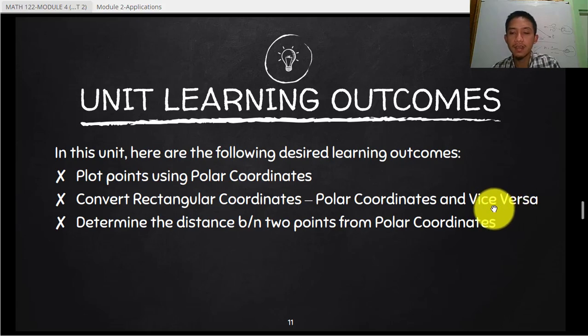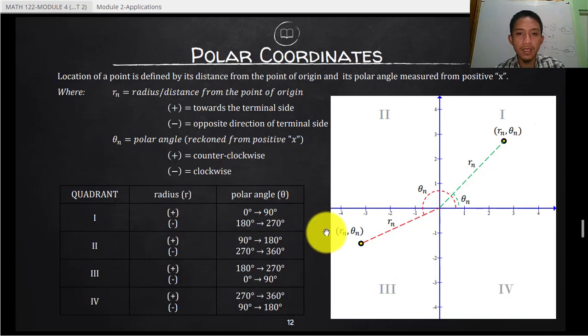If you say vice versa, baliktaran, or the other way. So if you have a rectangular coordinate, you can actually convert that one into a polar. Or if you have a polar, you can actually convert that back to rectangular. And then of course, if we have the polar coordinate, we can also make use of that to get a distance between 2 points. So the same, only that we have different type of coordinates.